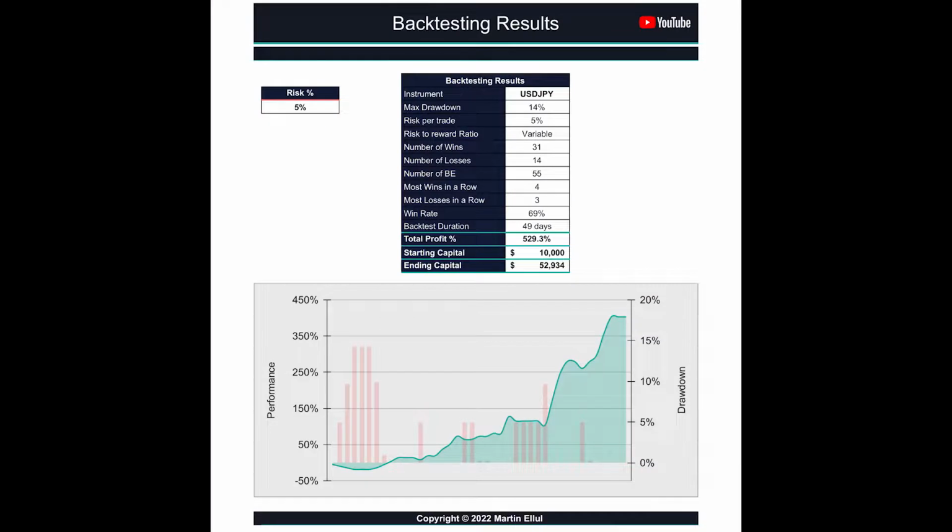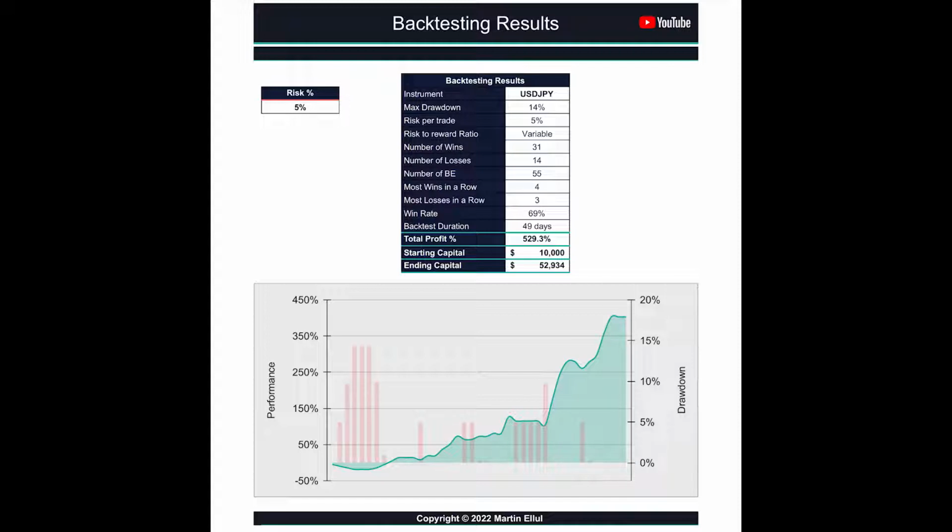All right, guys, the results on USD JPY. We had a maximum drawdown of 14%. We were risking 5% per trade with a variable risk to reward ratio. We had 31 wins, 14 losses, and 55 trades that ended up in break even. We had a maximum of 4 wins in a row and a maximum of 3 losses in a row, with a win rate of 69% over 49 days.